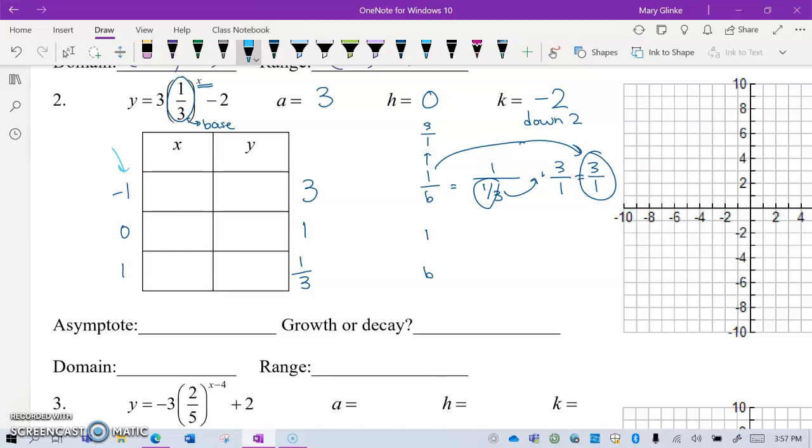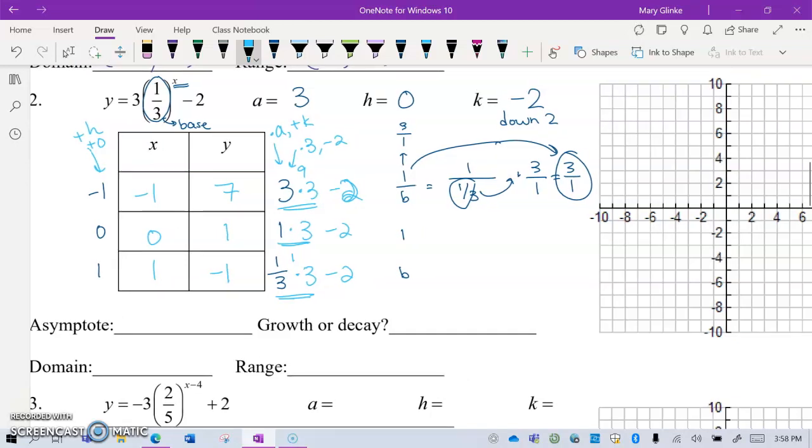Now, for your x values, you're going to add your h value, which in this case is 0. So we're not moving left and right at all. Your y values are always times a plus k. So for each of these, we're going to multiply by 3 and then subtract 2. So times 3 minus 2. 3 times 3 is 9, minus 2 is 7. 1 times 3 is 3, minus 2 is 1. 1/3 times 3 is 1, minus 2 is -1.